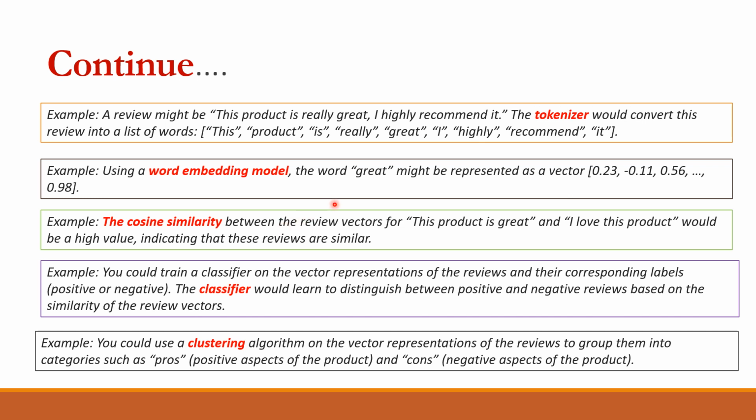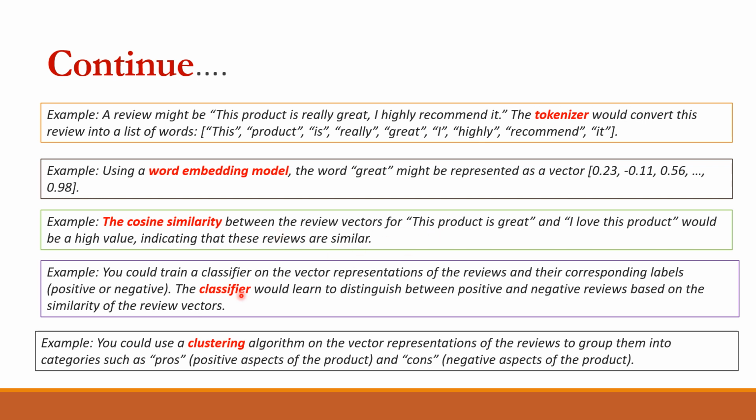Once the reviews are represented as vectors, you can calculate the similarity between any two reviews, which is done by cosine similarity between the vectors. For example, here the cosine similarity between the vectors for "The product is great" and "I love this product" would be a high value, which means these reviews are similar.